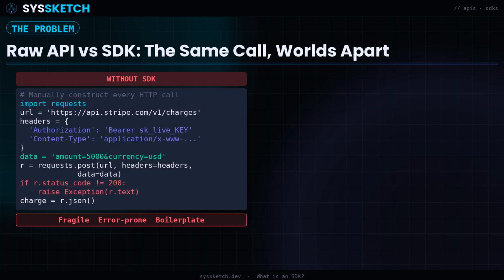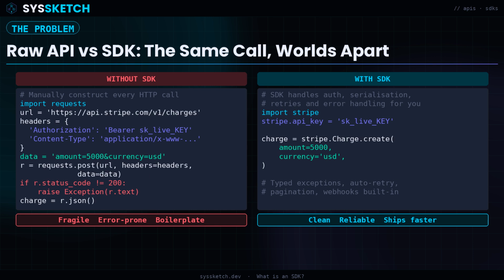Here is the situation every developer hits: you need to charge a card. Without an SDK, you are writing raw HTTP. You are manually building headers, serializing form data, handling status codes, retrying on 500s, and parsing whatever JSON comes back. That is 13 lines before you have written a single line of your actual product. With the Stripe SDK, it is 3 lines. You import Stripe, set your key, and call charge.create.